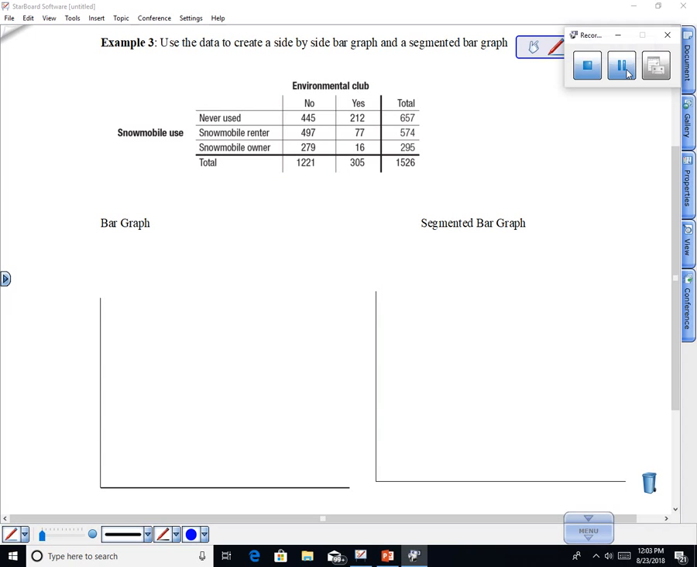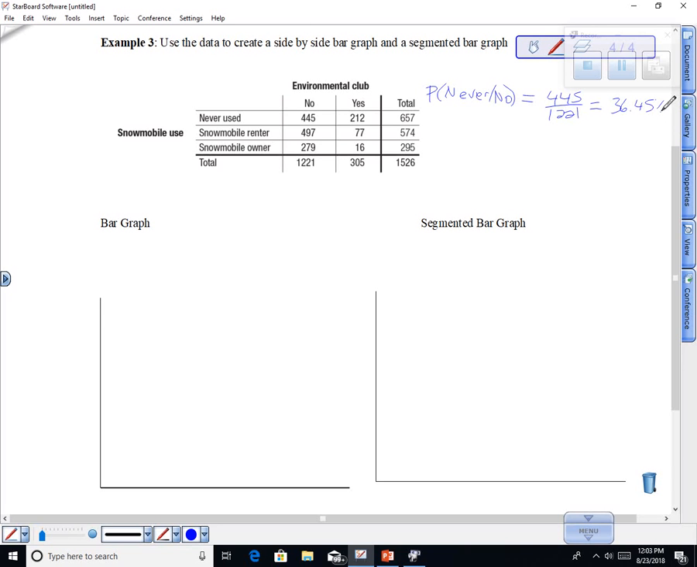So if I were talking about the probability of never given no, so that was the never given no. So that's a way to write it. The condition is that they're not in the environmental club. And so you're saying the probability that they've never used a snowmobile given that they're not in the environmental club. So that's a conditional statement. Okay? And so that's that number you've already written down, the 445 out of the 1221. Remember, you just wrote that on the previous page. Everybody with me? Okay. And so that was, and I'm going to go to a couple decimal places so they add up to 100%.